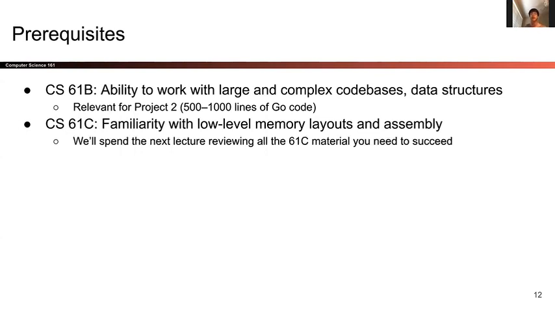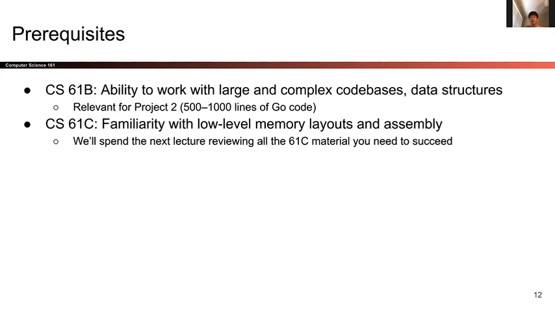Then 61C, I think, is the most important prerequisite, and the reason is because we're going to talk a lot about low-level memory layouts and assembly code. For that, 61C covers most of it. We'll spend the next lecture doing a lot of 61C review, so even if you feel like you don't remember 61C too well, hopefully we're going to help you review all of it. And you definitely do not need to have aced 61C to succeed in this class.